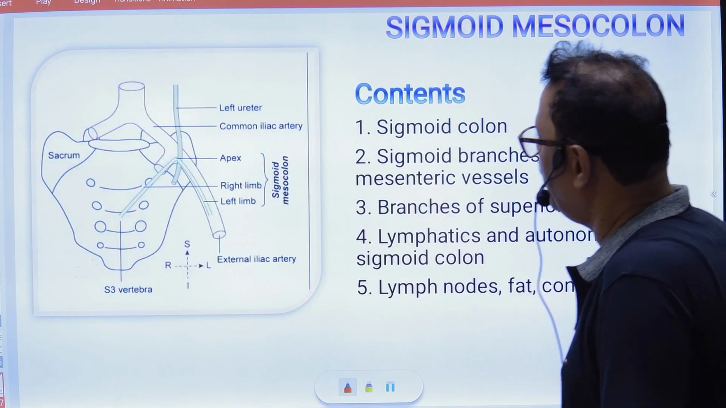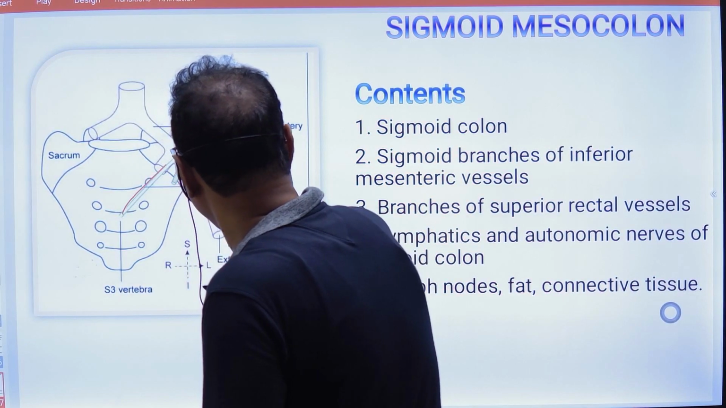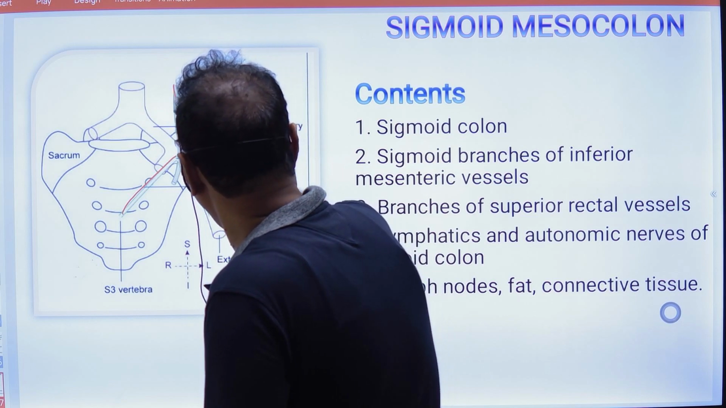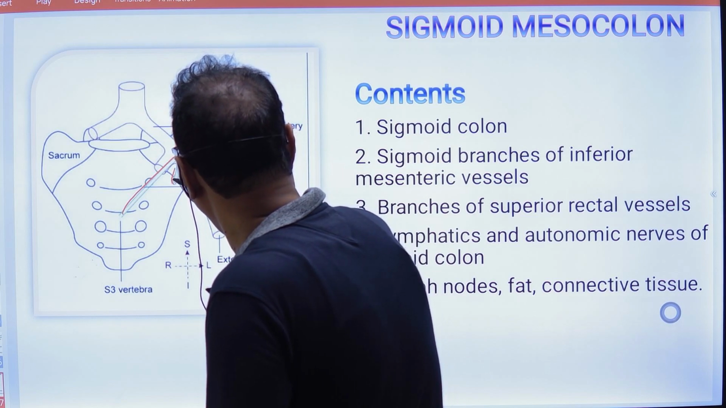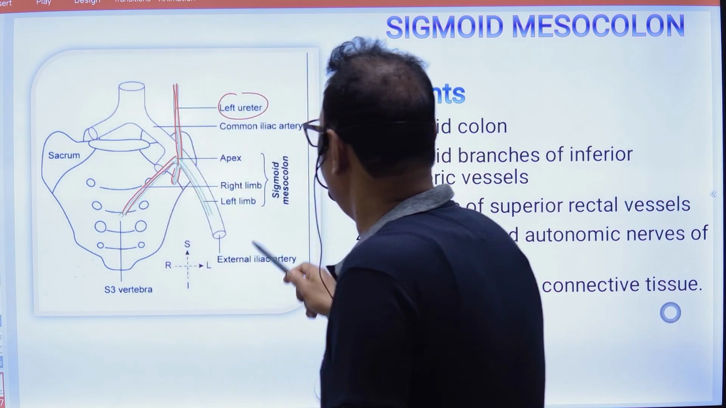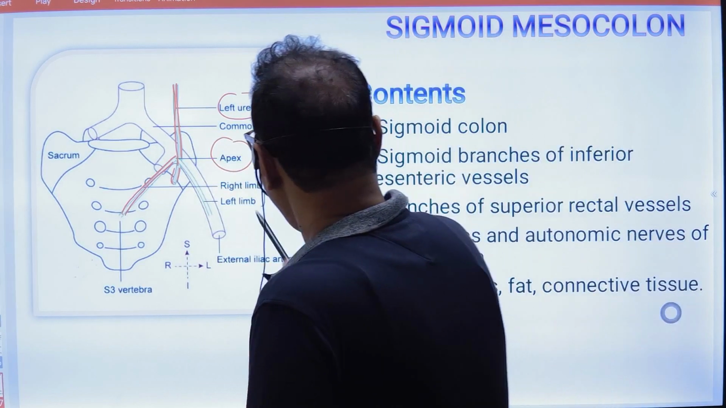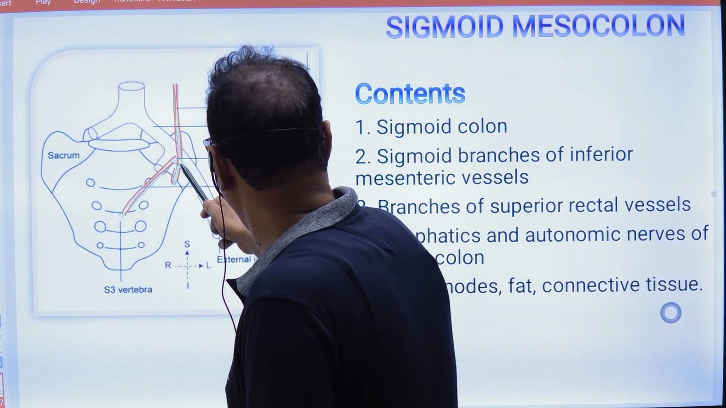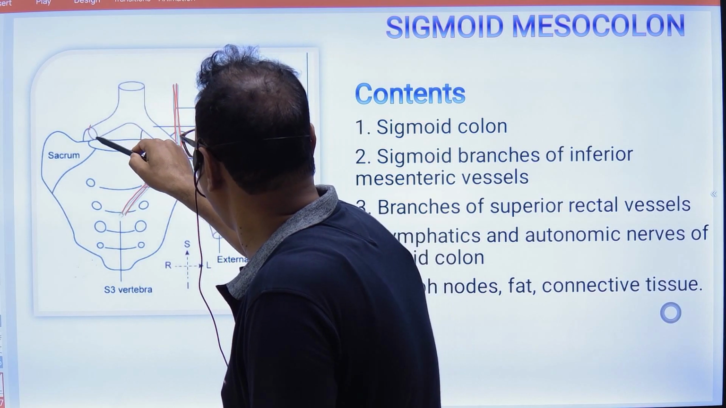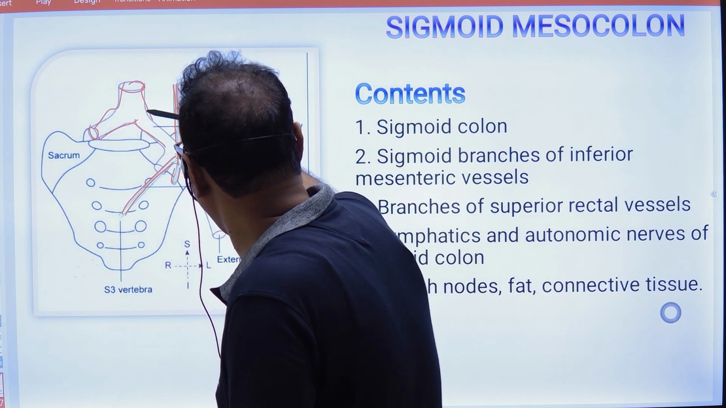See over here, this is the inverted V-shaped structure. This is the ureter, and you can see the apex over here, lying at the ureter, just at the termination of the common iliac artery. This one is the common iliac artery, now terminating into the external and internal iliac arteries.